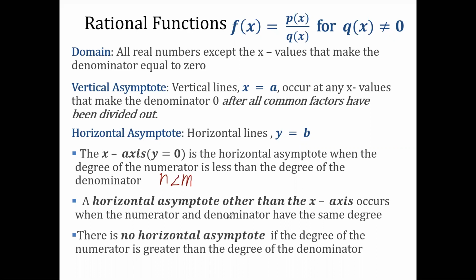Horizontal asymptote other than the x-axis occurs if you have equal degree of the numerator and the denominator. The horizontal asymptote is the ratio of the leading coefficients. And then there is no horizontal asymptote if n is greater than m, meaning the degree of your numerator is greater than the degree of your denominator.